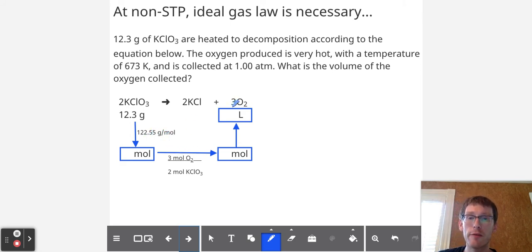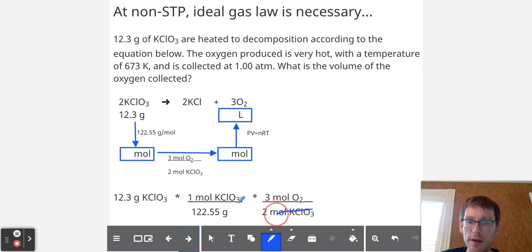Then we multiply by 3 moles of O2 for every 2 moles of KClO3. And the final bridge to get between moles of oxygen and liters of oxygen is PV equals nRT. More on that in a minute. What I'm going to do is set up the dimensional analysis, cancel out the grams, cancel out the moles, and stop at moles of KClO3. And the reason I'm doing that is if I want to use PV equals nRT, it's going to be very difficult to integrate this into the whole dimensional analysis that I have here.